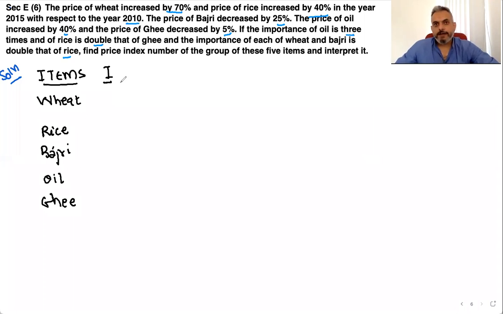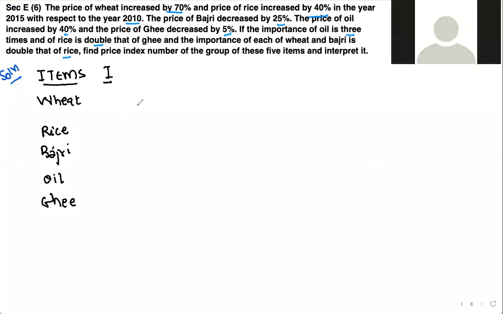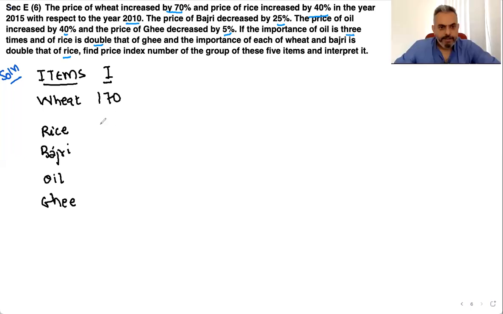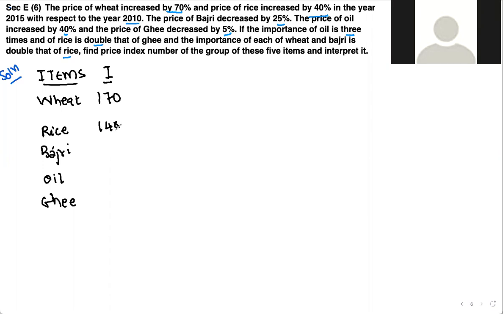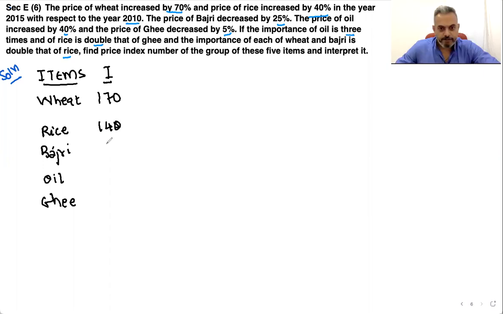Wheat, what will be the index number for wheat? Can you tell me? 170, because increased by 70%. Rice 140. Then bajri decreased, 75. Yes, 75. Oil increased by 40%, so 140. And ghee decreased by 5%.